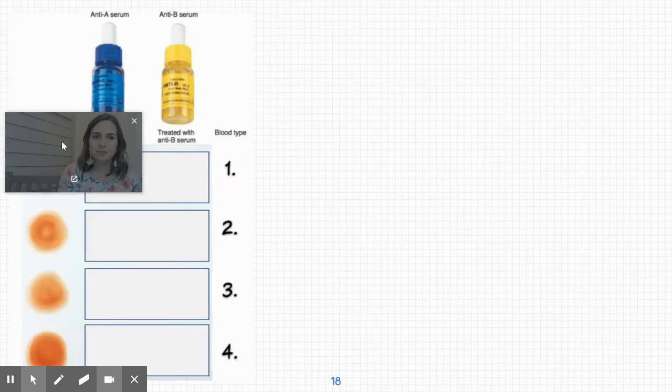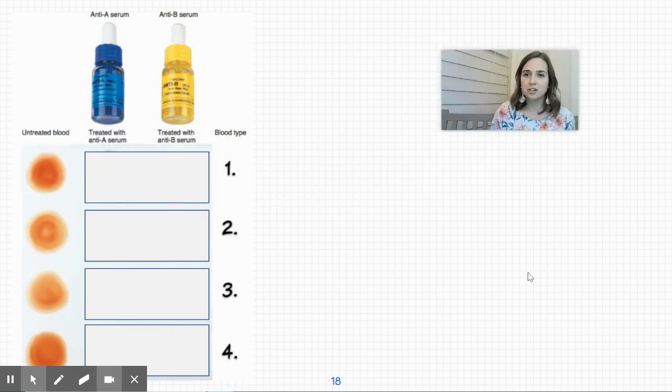All right. So the other piece that you're going to see on this assignment is how we determine blood types. If we wanted to figure out if somebody was A or B, what we would do is take a small drop of their blood, like a little finger stick, and then treat it with some serum. Now, anti-A serum is basically serum filled with anti-A antibodies. If they clump, that means that it's A blood type.